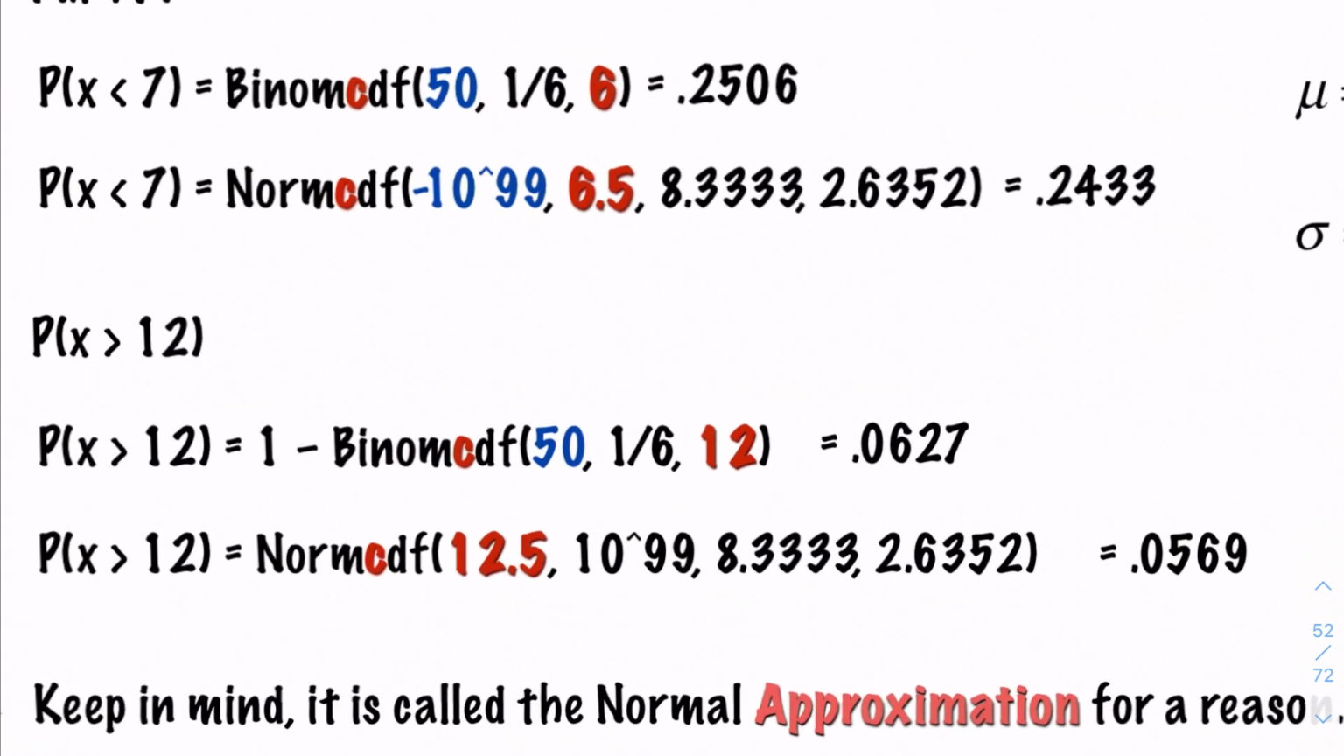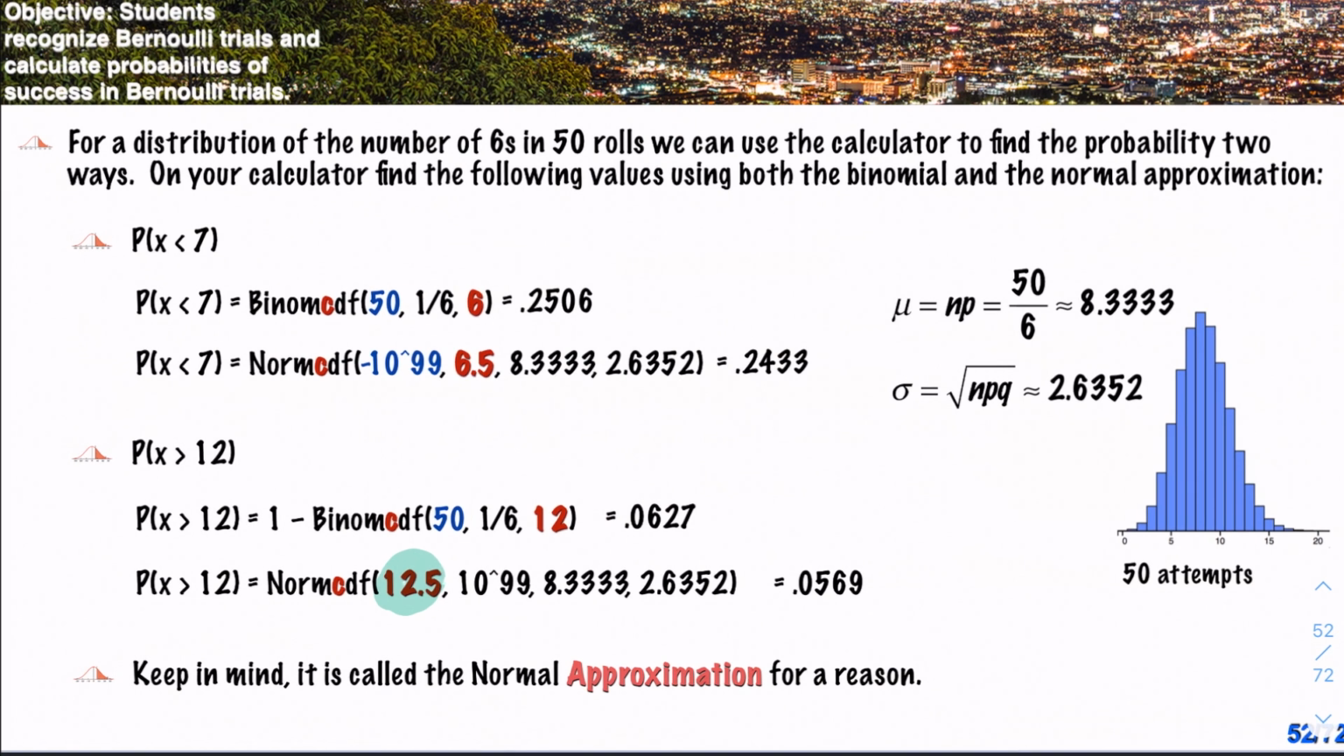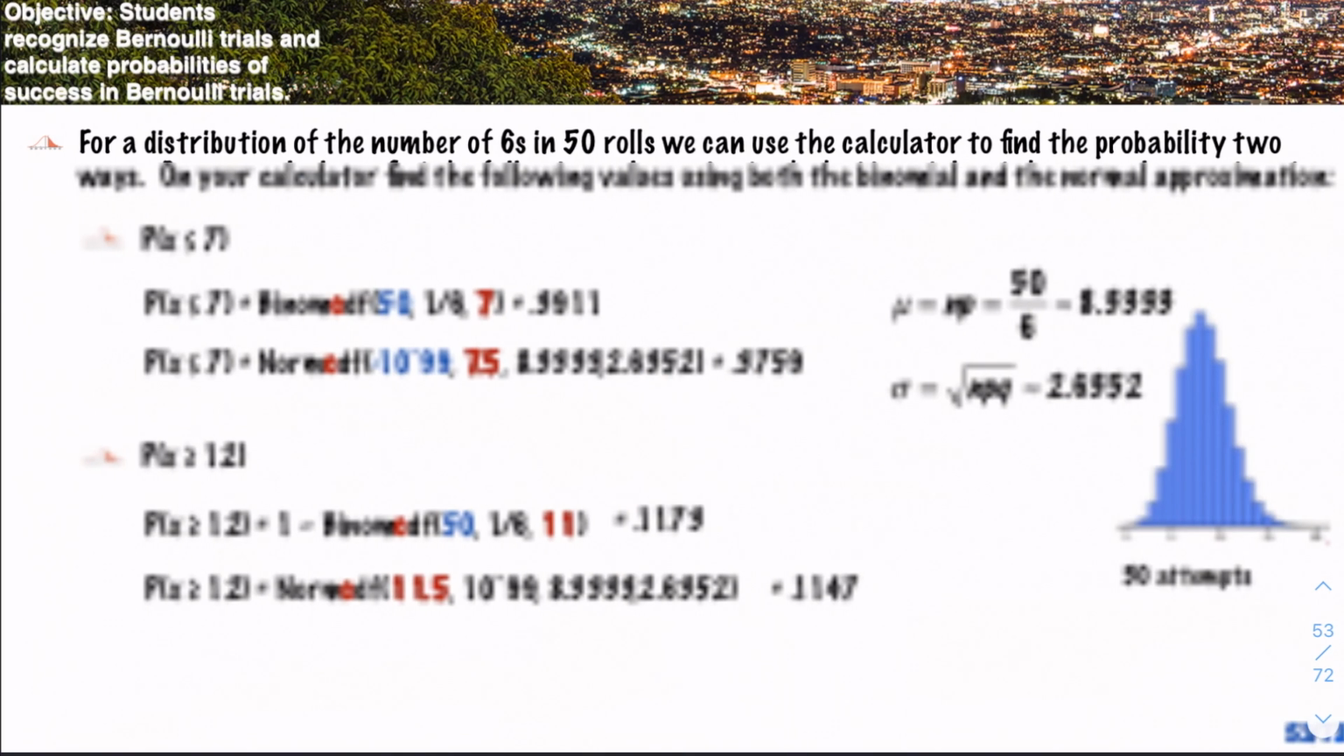Likewise, if we wanted to do the probability of x is greater than 12 sixes in 50 rolls, we can either do 1 minus binomial CDF. If you have a TI Inspire, what you're changing is the lower bound to the upper bound, being a really large number. Or we can do normal CDF, but if we're using normal CDF, I just want to note that we are a half step higher because it's our normal approximation. So keep in mind, it's called the normal approximation for a reason.